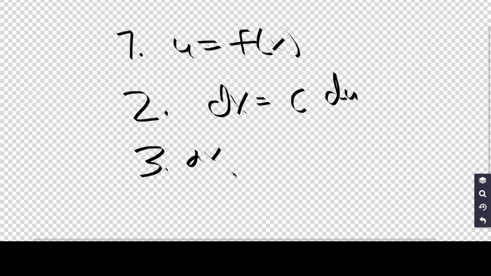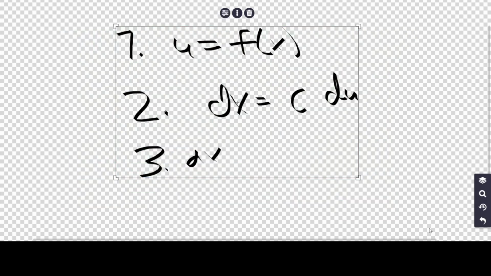And once you get it into the form of f of u du, then you can just use the typical elementary antiderivatives that we've done before, such as the antiderivative of secant squared x is tan x, and the antiderivative of sin x is negative cos x, stuff like that. So yeah, that is essentially the substitution.